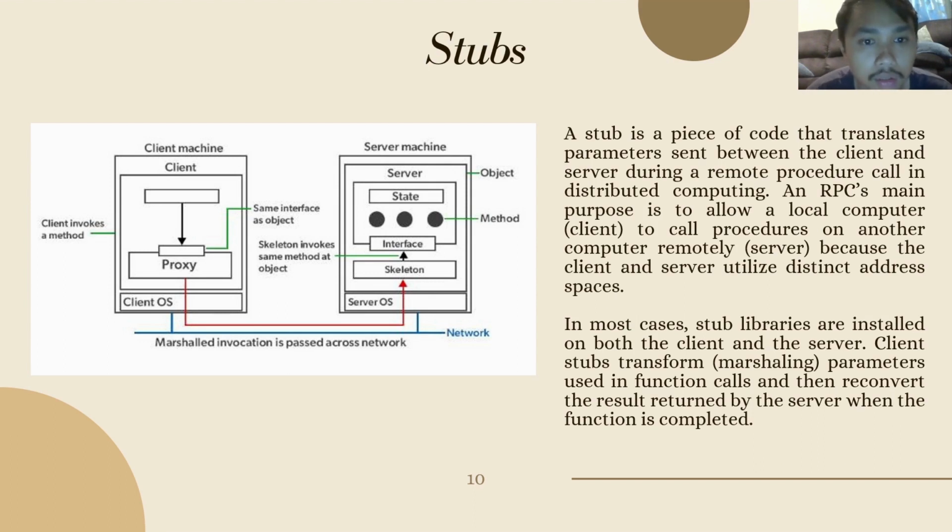So here there are two machines, the client machine and the server machine. The marshaled invocation is passed across the network between the two machines.